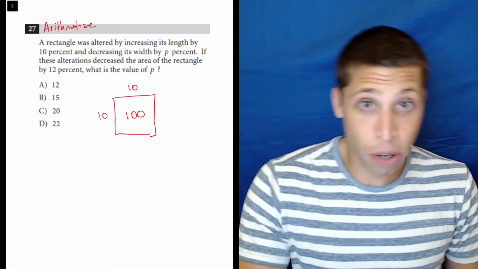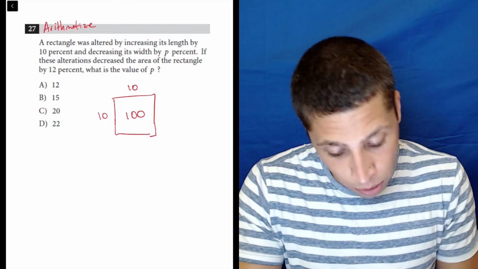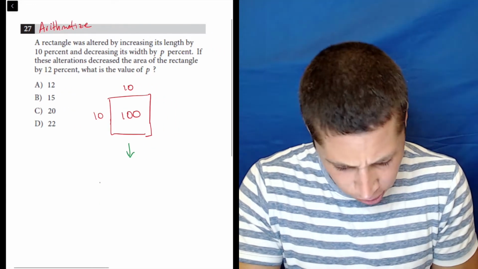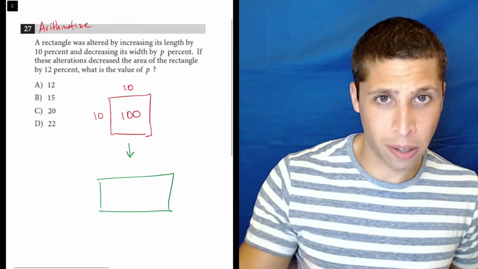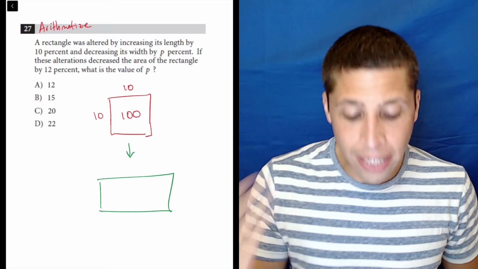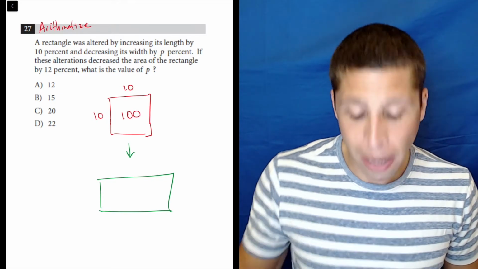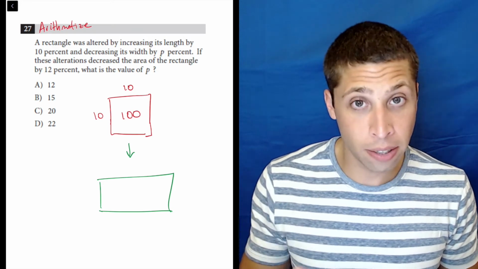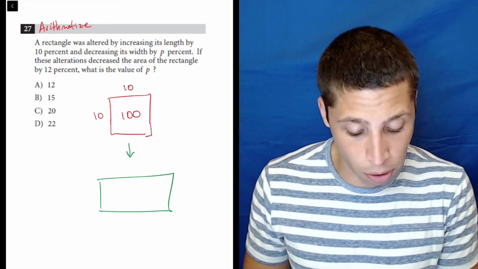But let's just follow instructions from here, okay? Let's say we change this thing, and I'll just make it a little bit more oblong here. A rectangle is altered by increasing its length by 10%. So you might be able to do this in your head. 10% of 10 is 1, and so our new length is 11.